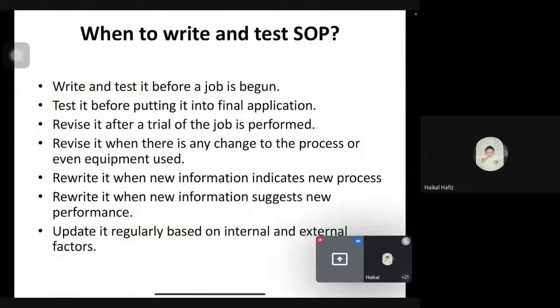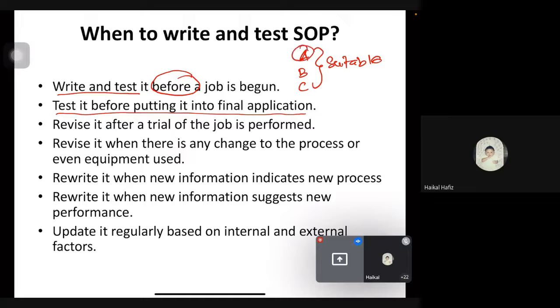When to write and test the SOP. You need to write and test it before a job is begun. So before you start with the project or before you start performing the task, you need to write and test the SOP. Maybe you have options A, B, and C, so you're going to check the three of them and see which one is the most suitable. Test it before putting it into final application.